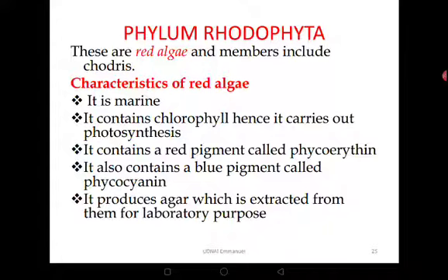They are also marine. They are found in oceans and seas. They contain chlorophyll. And what does that mean? They also carry out photosynthesis. They contain a red pigment called phycoerythrin. This phycoerythrin makes them appear red in color. And then it produces agar, which is extracted from them for laboratory purposes. So they are used for extraction of agar, which is used as a culture medium for many microbes in the laboratory. So it is commercially, economically important.